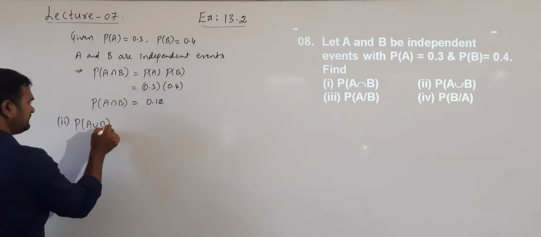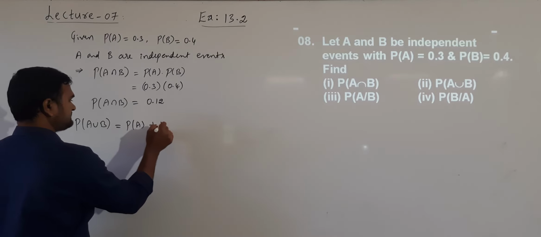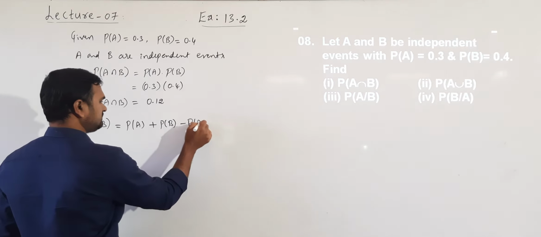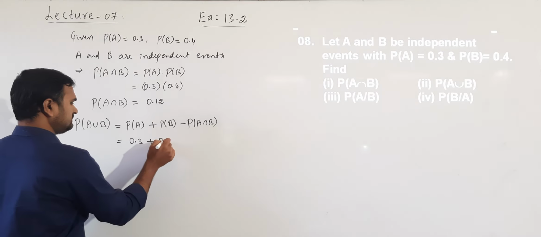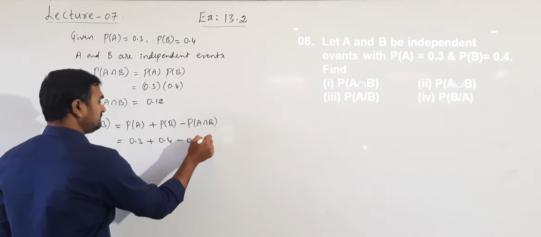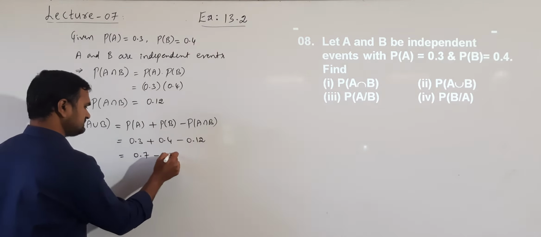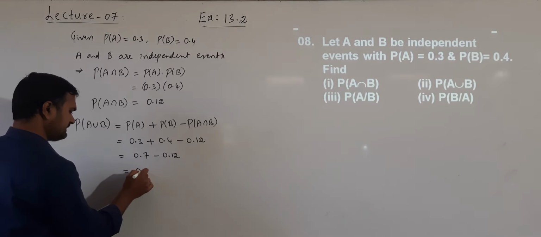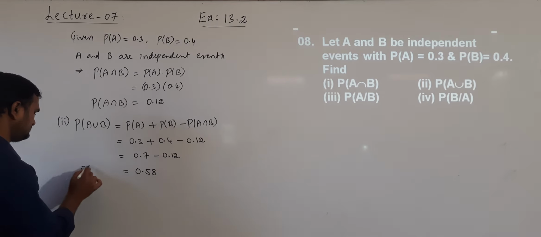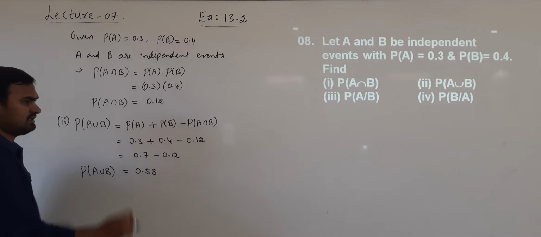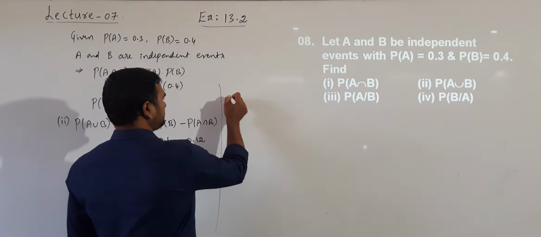probability of A union B we can find using formula P of A plus P of B minus P of A intersection B. P of A is 0.3 plus 0.4 minus 0.12. So 0.7 minus 0.12, it is 0.58. P of A union B is 0.58. Next, P of A given B.